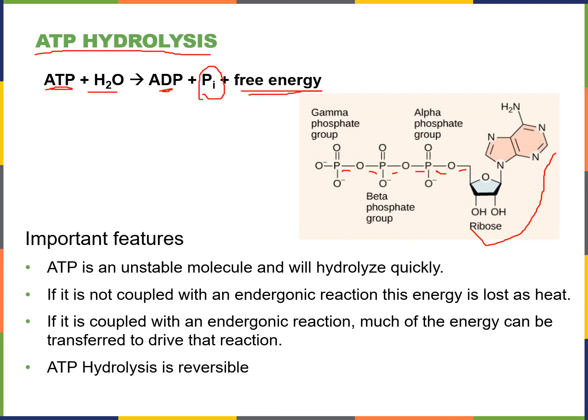We have to have that free energy because, again, remember, the first law of thermodynamics states that energy is neither created nor destroyed. So ATP is an unstable molecule. It's going to hydrolyze really quickly. In the presence of water, it hydrolyzes. Important to note down here, ATP hydrolysis is reversible. So we can take ADP and add phosphate to it using energy to make ATP. We're going to talk about how that's done later on in the talk.